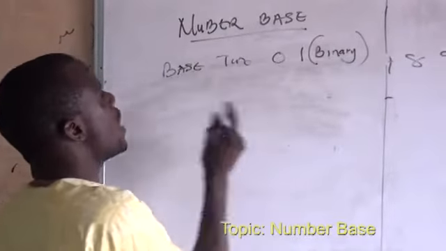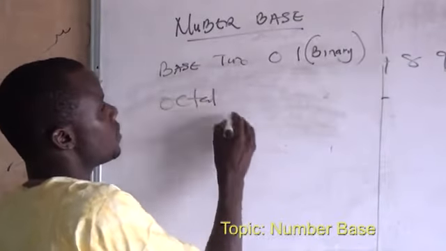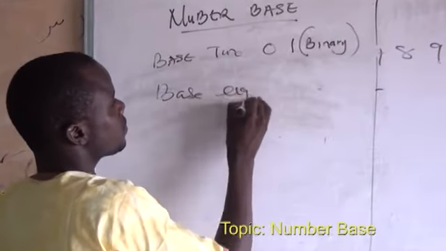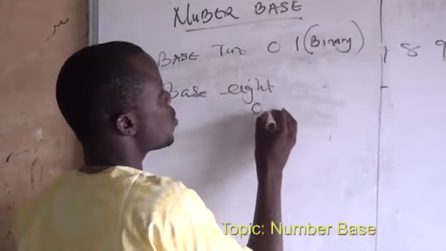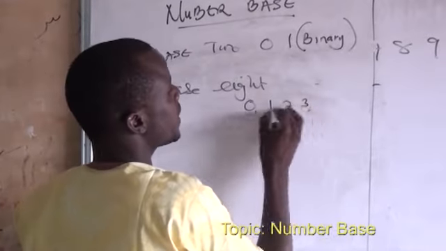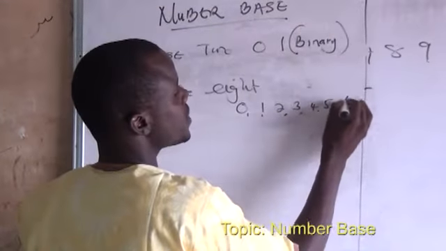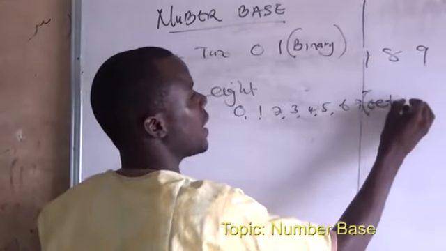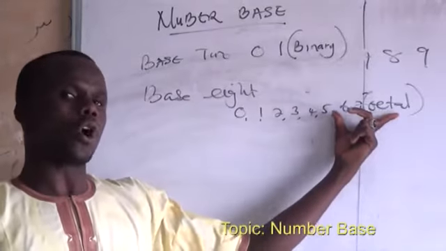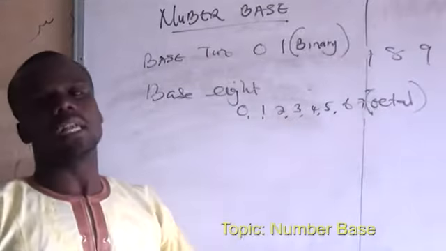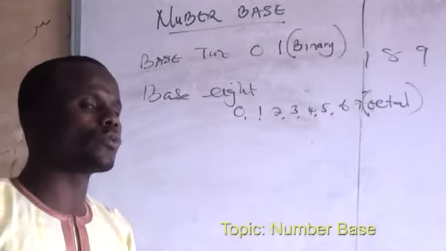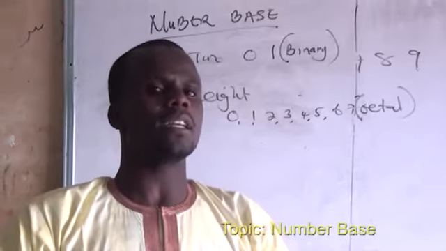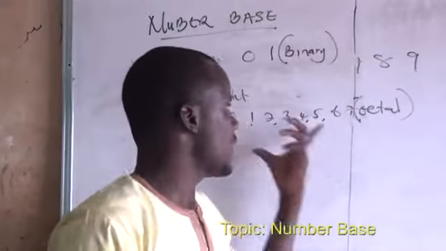Then after base 2, we have octal. That is base 8. We say base 8. We have 0, 1, 2, 3, 4, 5, 6, and 7. This is base 8, and we call it octal. And this base 8 octal is the one that they use to provide a very small calculator for the people that you see wearing it for the purpose of marketing. And this is base 8.